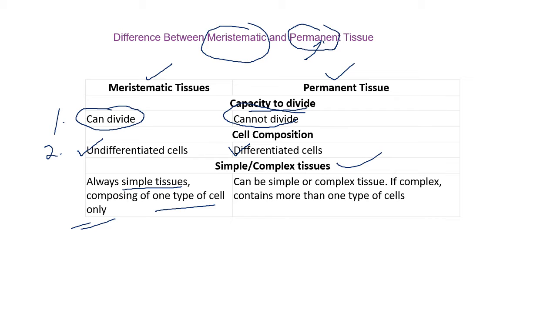While when we look at the permanent tissues, they can be simple. For example, parenchymatous tissue, sclerenchymatous tissue, collenchymatous tissue. All these tissues are permanent tissues, and they are simple, which we have already studied. But they can also be complex. For example, xylem and phloem, that we also have studied, are composed of different types of cells. So meristematic tissues are always simple, while permanent tissues can be simple, such as parenchyma, or complex, such as xylem. So these are the three differences.